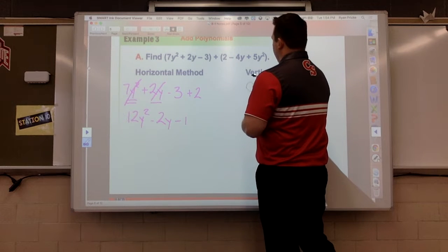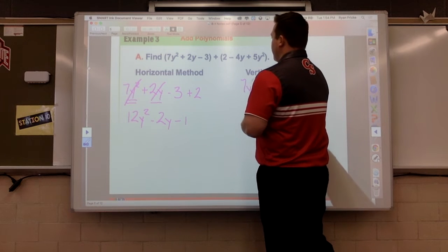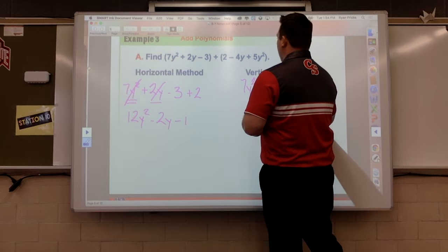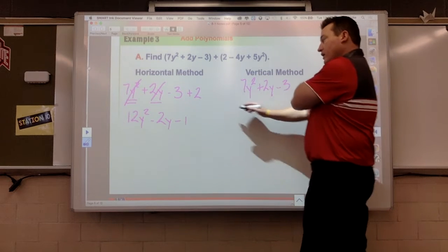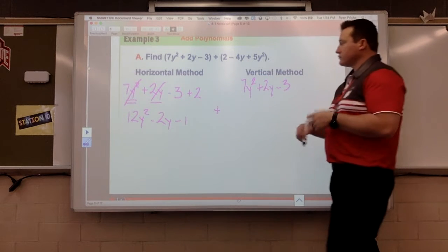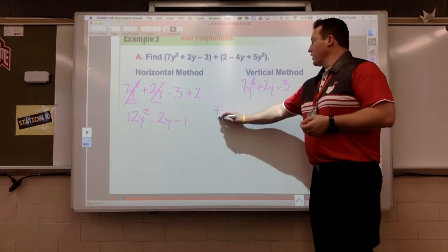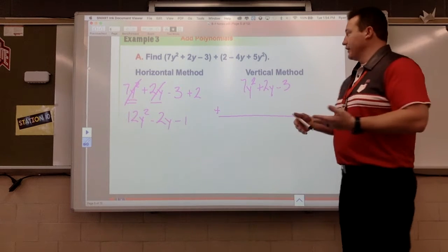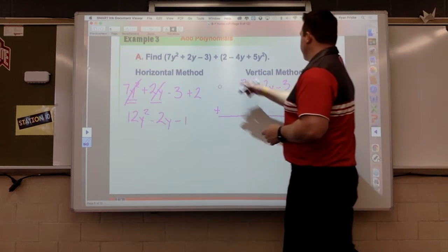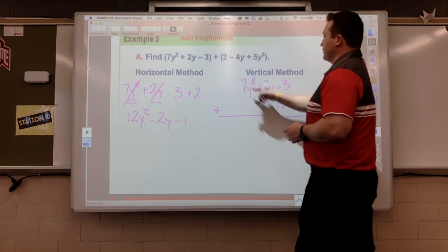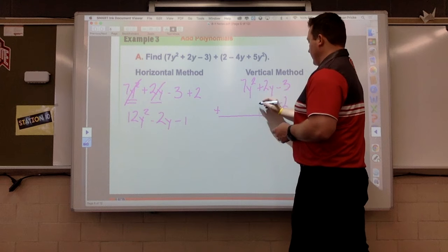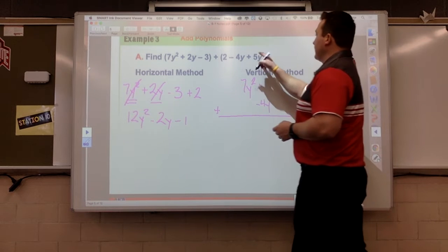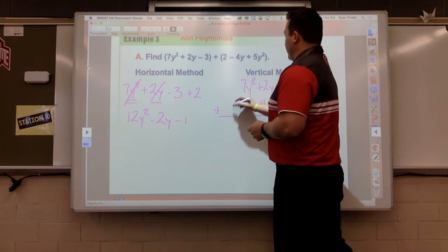So we're going to take 7y squared plus 2y minus 3, and we're going to add to that. When we do this, we write the term we're going to combine with it underneath it. So positive 2, negative 4y, going to combine here, and positive 5y squared.